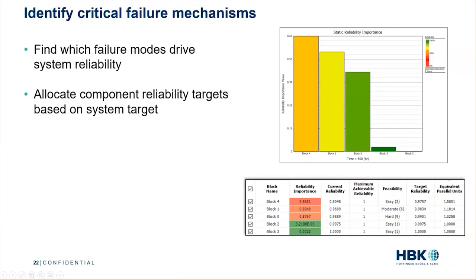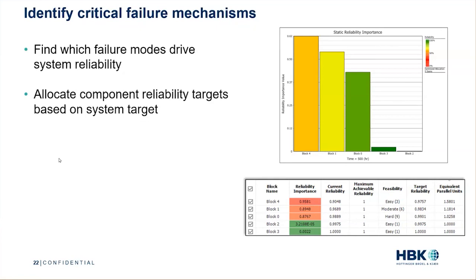Additionally, we can go the other direction. So let's say we need to hit a 95% reliability target. We can allocate that to the module, to the cell, to the different failure modes, even taking into account how expensive reliability improvements are. So let's say it's relatively cheap to improve the fatigue type failure modes, whereas it's relatively expensive to improve the cycle life type failure modes.